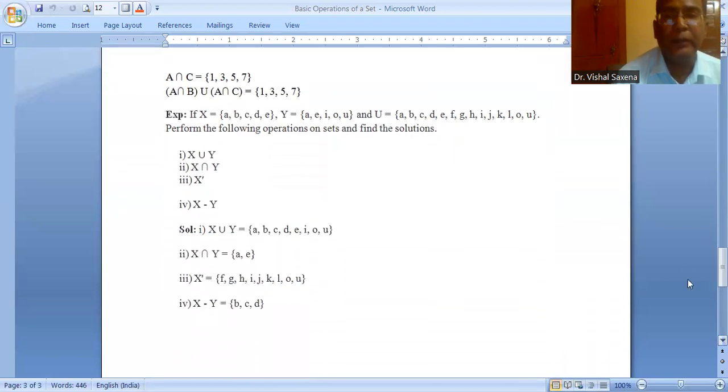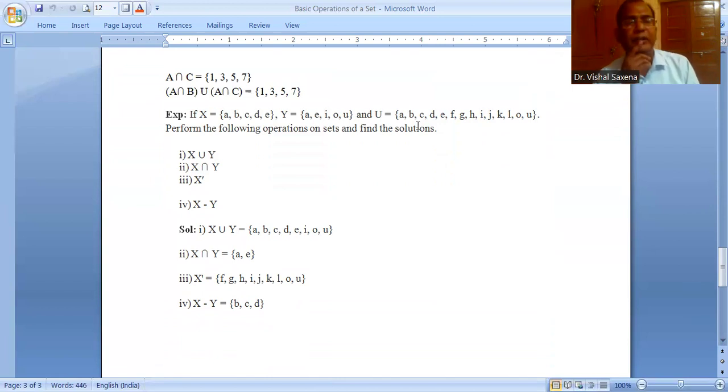Now one more example we are discussing here to explain this concept more. Let the set X be A, B, C, D, E. Suppose we have the set X equal to A, B, C, D, E, and set Y is equal to A, E, I, O, U. This is the set Y, and the universal set U is given as A, B, C, D, E, F, G, H, I, J, K, L, O, U.